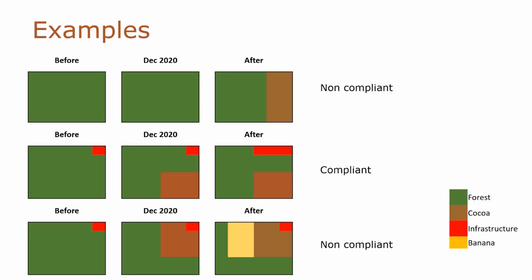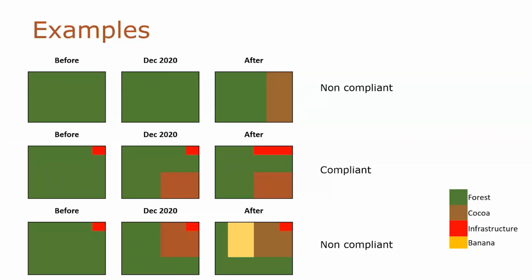So here are a few examples, just to put these things into practice, of what could happen on a plot. These very basic squares represent a certain plot of land. The first scenario is a simple one. When conversion of forest to cocoa or another crop happens after December 2020, then this crop is not considered compliant under the EUDR.